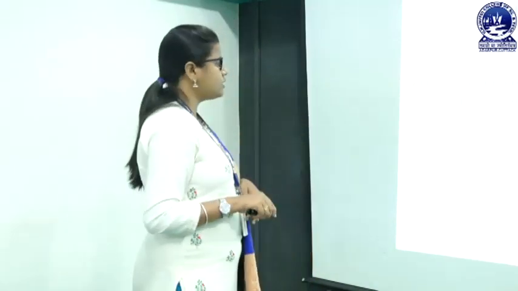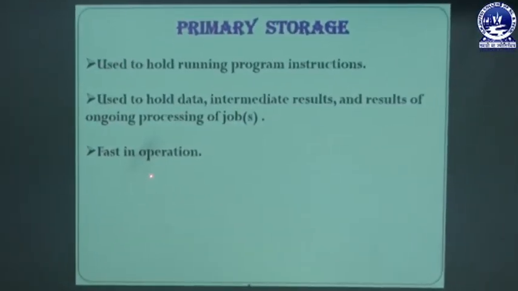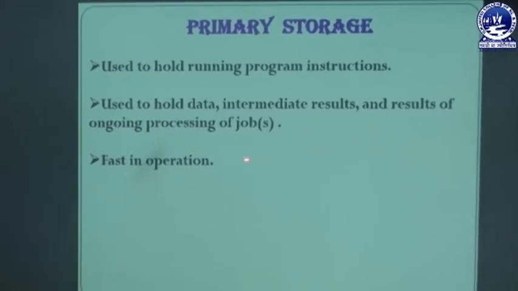And the third point says, it has fast operation. Why does it have fast operation? Because who is responsible for operating something? That is the central processing unit. The CPU is responsible for operating, and we have already discussed its parts, the control unit and the arithmetic logic unit. The central processing unit has direct access to the primary storage, and it has no direct access to the secondary storage.